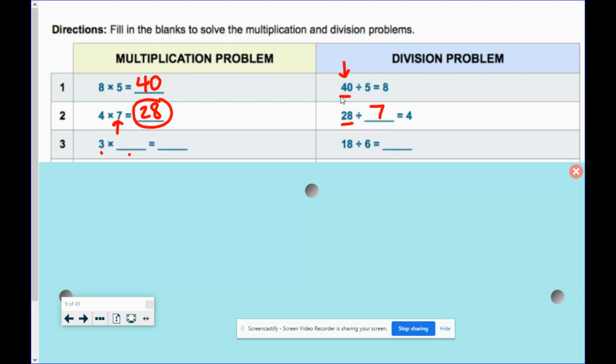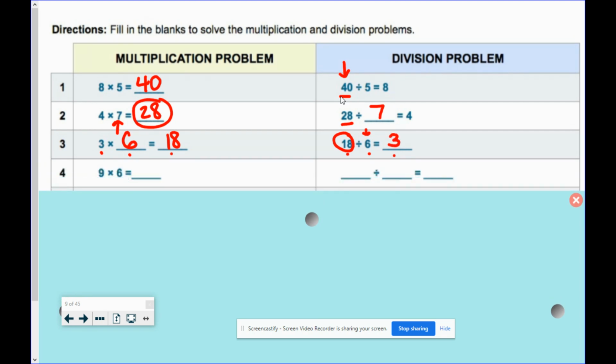3 times some number gives me a total, and the related division sentence is 18 divided by 6 gives me some number. So we can put this over here as our total and say 3 times some number is 18, and here's a factor that's listed over here but wasn't put over here, so that's what we need to put. So 3 times 6 is 18, and therefore 18 divided by 6 is 3.